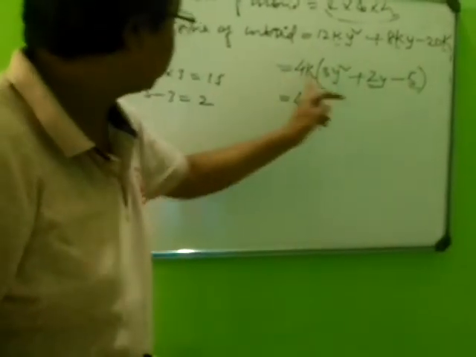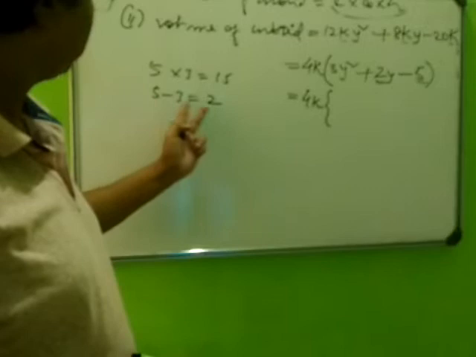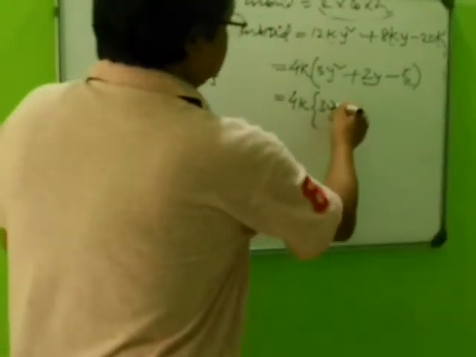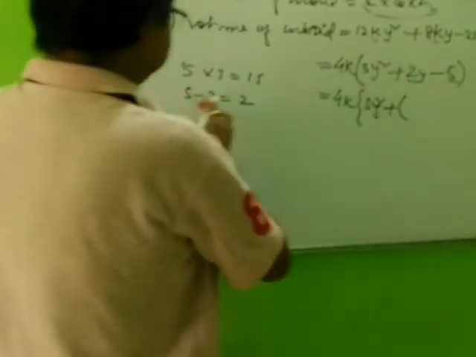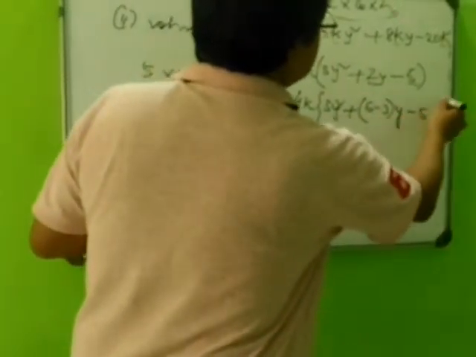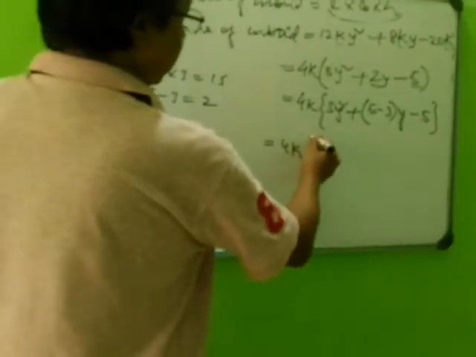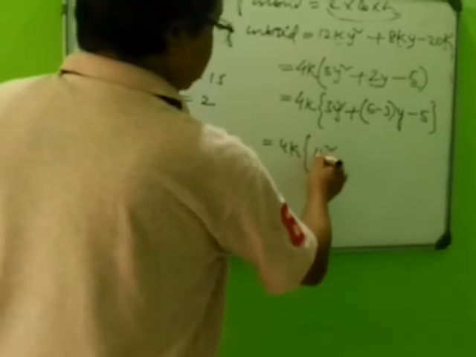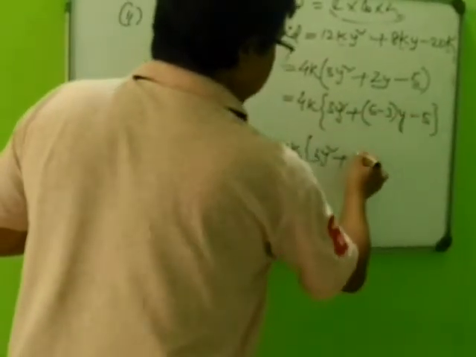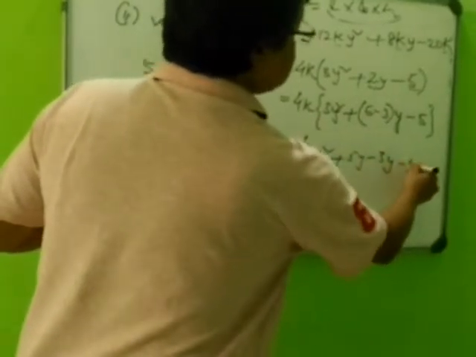So 5 into 3, 15. So 5 minus 3, you have got 2. So there is 2. So 3y square plus, here 2 means 5 minus 3, 5 minus 3y minus 5 equals to 4k into 3y square plus 5y minus 3y minus 5.